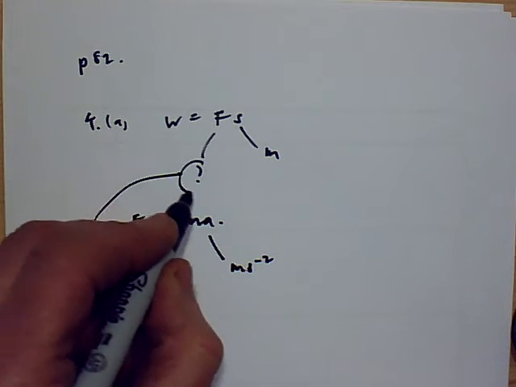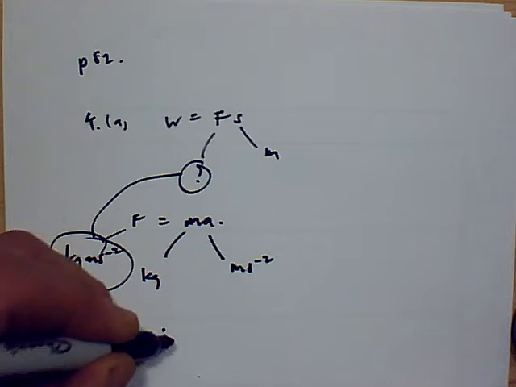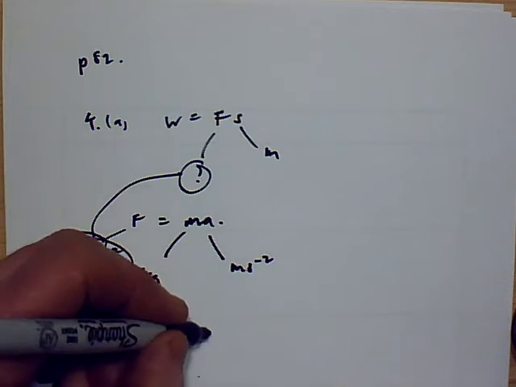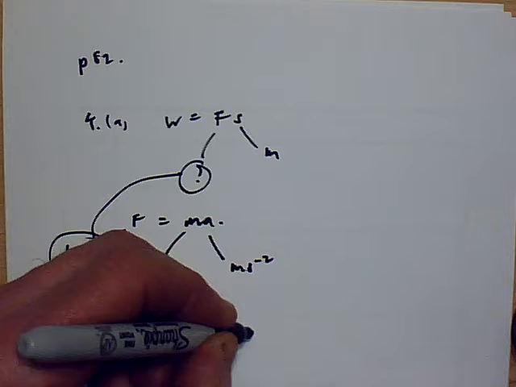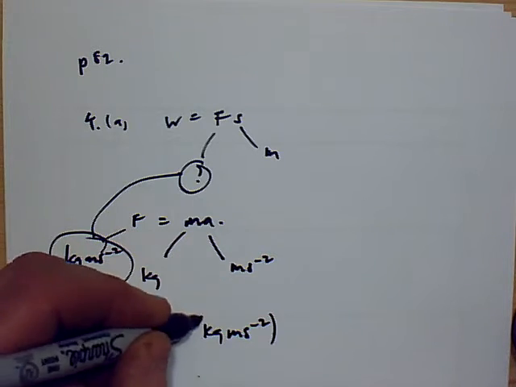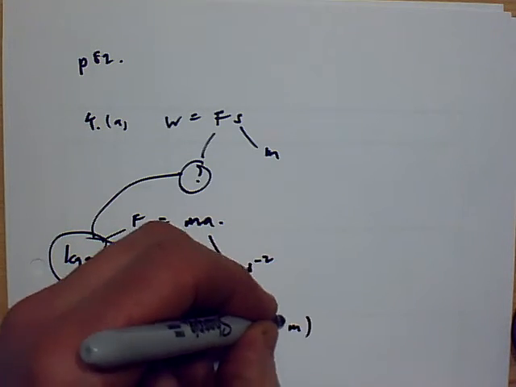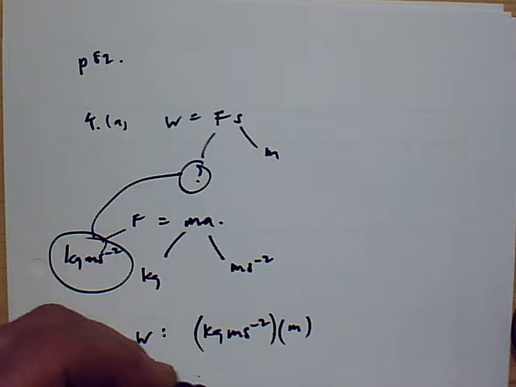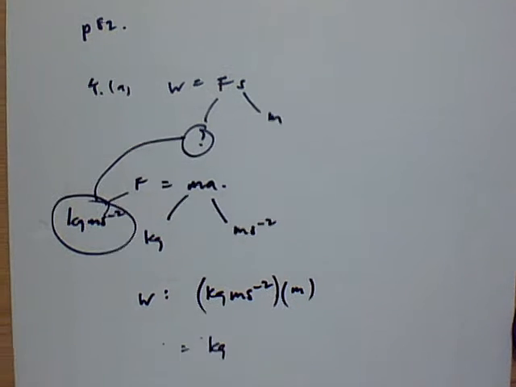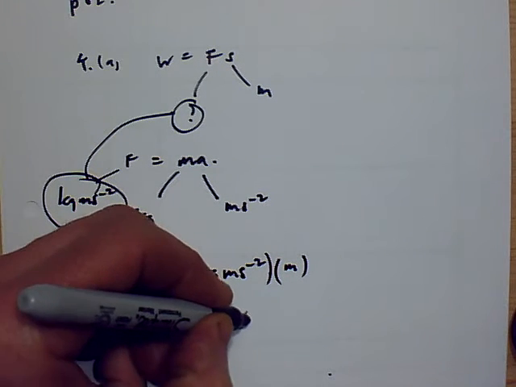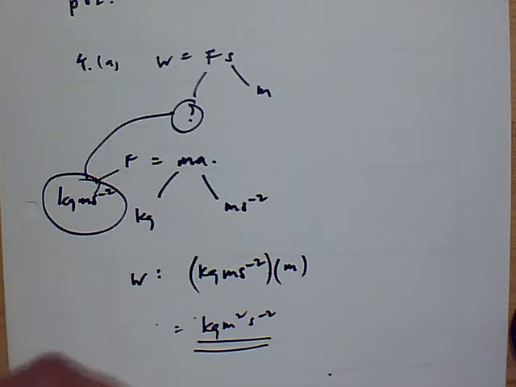Substitute that back in, and we get the base units of work done are the base units of force, kg m s^-2, times meters, the base units of distance, which is kg m^2 s^-2. That's our answer.